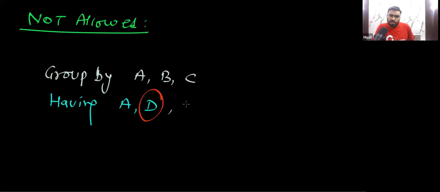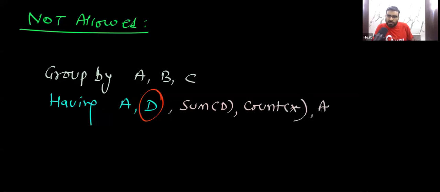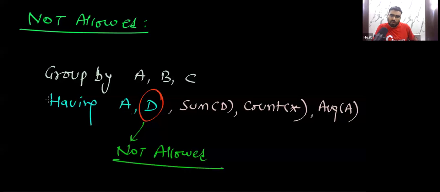Remember, you can have aggregation, no problem. For example, you can have sum of D, that is fine. You can have, for example, count star, that is fine. You can have, for example, AVG of A, that is fine. These things are fine, but this is the issue. This is not allowed. Is this clear? Because here you don't have D. So very simple point. I hope this point is clear to everyone.